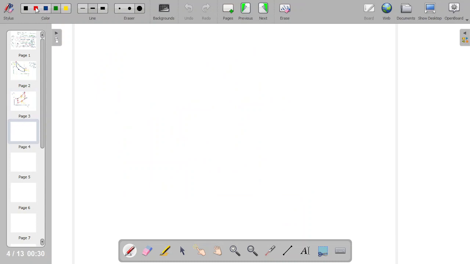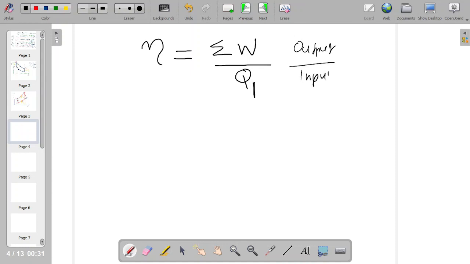What is efficiency? What is the basic equation of efficiency of any cycle? This is the net work output by input. So it will be sigma W, that is the net work output getting from this cycle. Input is heat input, that is Q1. So Q1 is the heat input. So we have to start from here. This is output by input, just like any other system. So this will be our equation 1.